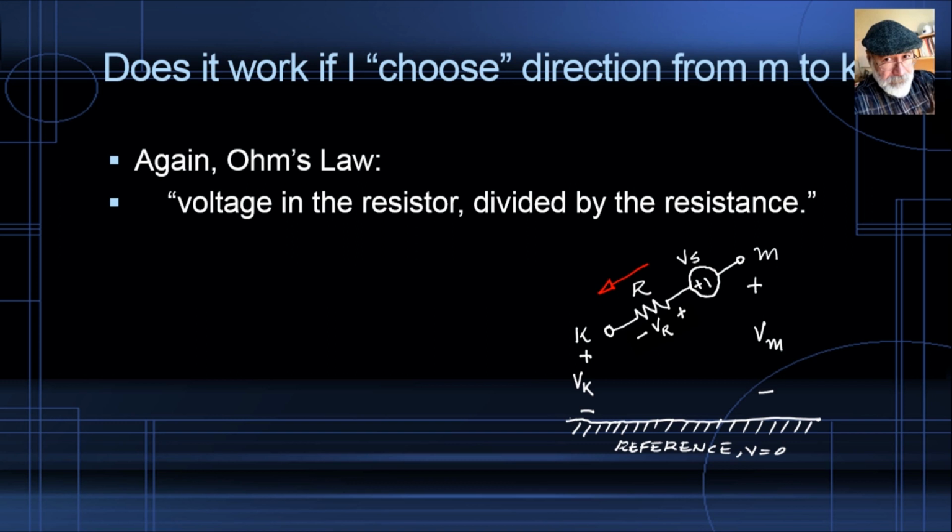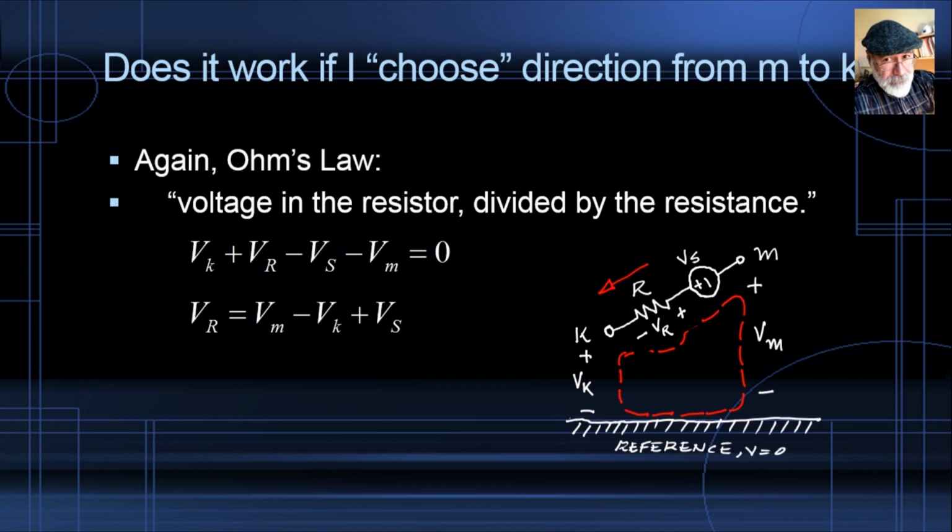but this voltage without polarity. Again, we apply KVL to this loop, and that KVL would be going clockwise, starting at the reference on the left of the circuit, climbing up by VK, climbing up by VR, that is VK plus VR, climbing down by VS, negative VS, climbing down by VM, negative VM, that's equal to 0. I solve for VR, and this is what I get. In that VR, the voltage in the resistor, Ohm's law, divide by R, and we get the current flowing from M to K is VM minus VK plus VS, divided by R.